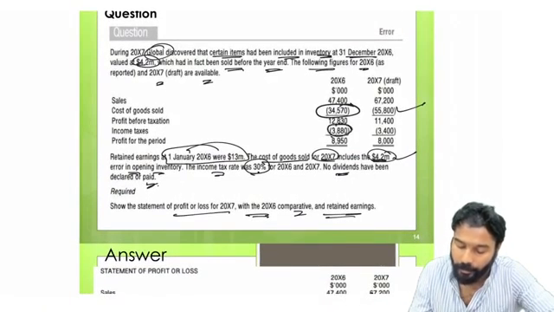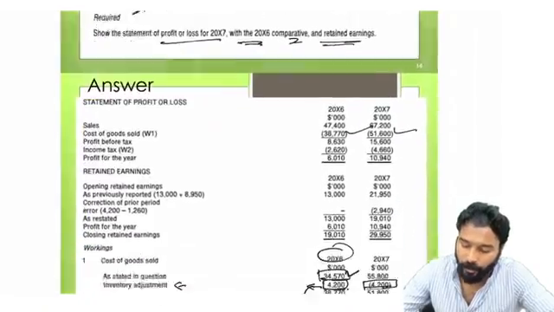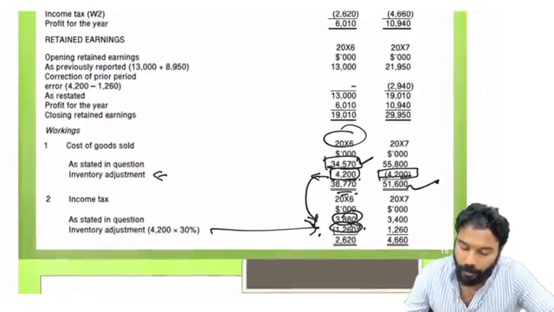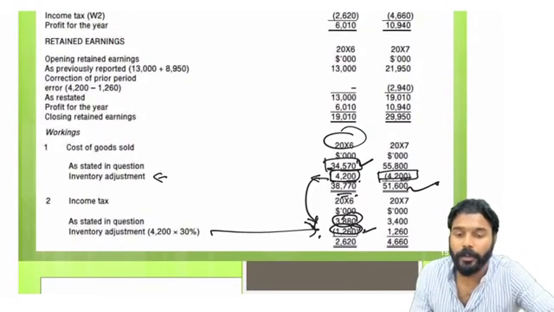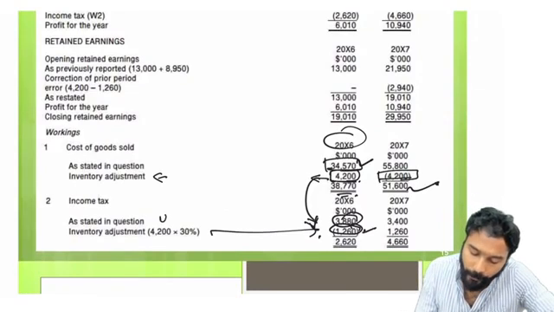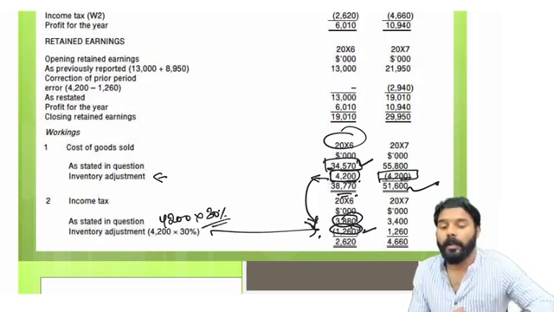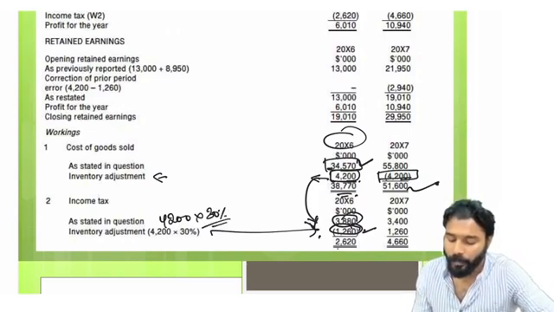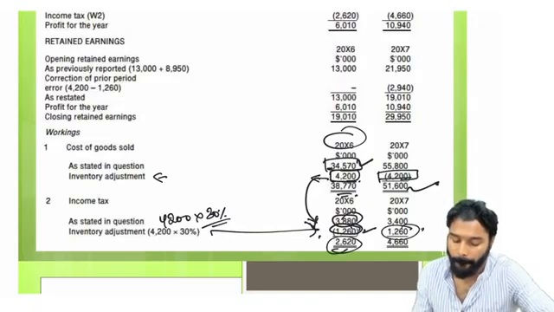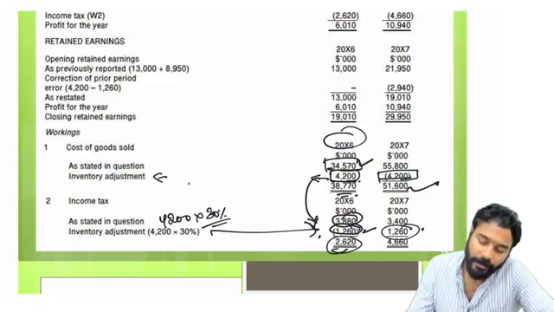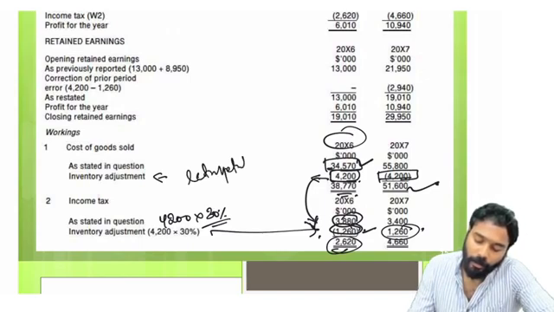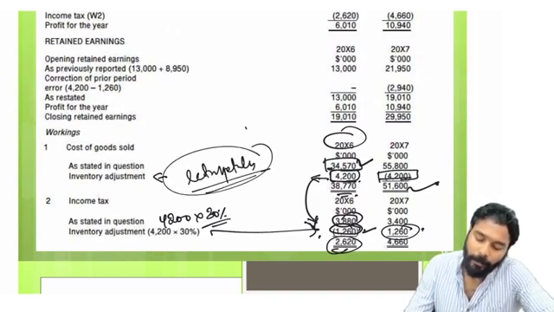3880 is the income tax. Opening, as per the question, this is the income tax. So to that we will adjust this 1260. 1260 will be the error, that is 4200 into 30%. So when we include this inventory, we have to pay tax. So 1260 will get included here and will get added back in the next year. So this is how we'll make the changes retrospectively if there is a prior period error.